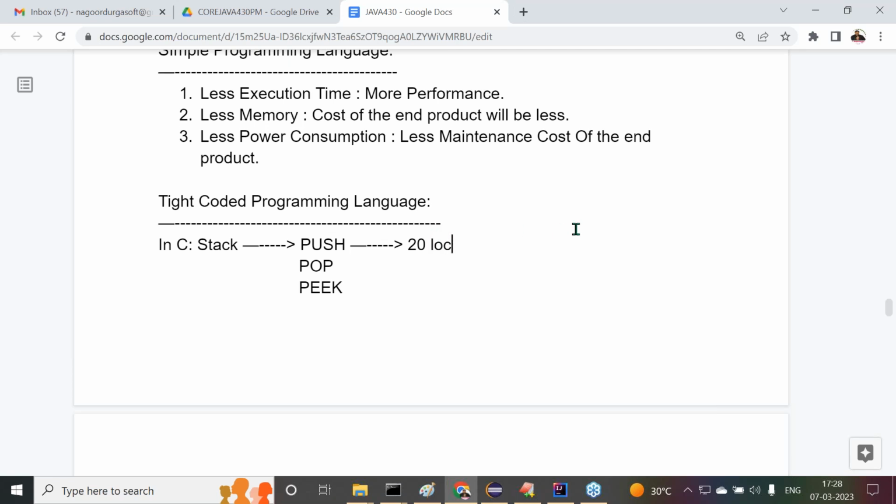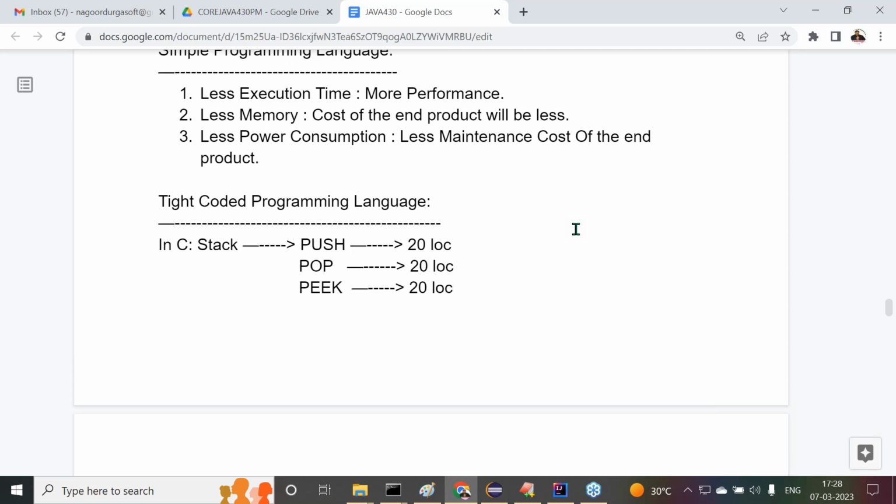Roughly, on an average, 20 lines of code we are going to consume to perform the push operation. Similarly, to perform the pop operation, again we take 20 lines of code, 20 instructions. Similarly, to perform the peek operation, on an average, again 20 lines of code we take.